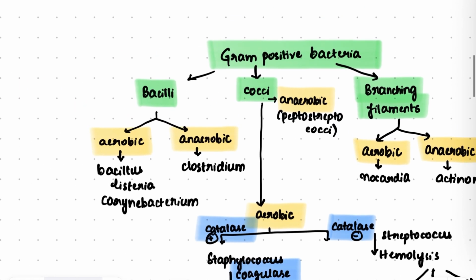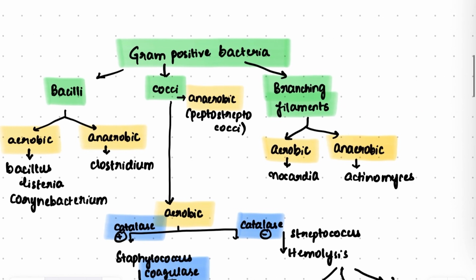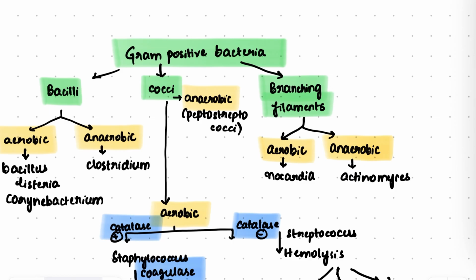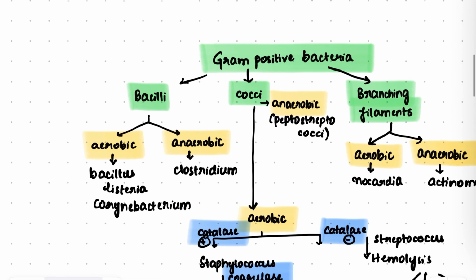Coming to the bacilli, the bacilli are divided into aerobic and anaerobic ones. Aerobic ones are the Bacillus, Listeria and the Corynebacterium, and the anaerobic one is the Clostridium. Coming to the branching filaments, these are divided into aerobic and anaerobic. Aerobic one is the Nocardia and anaerobic one is the Actinomyces.